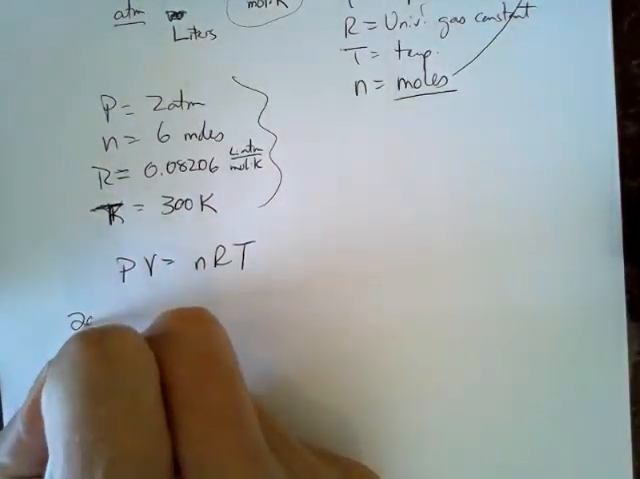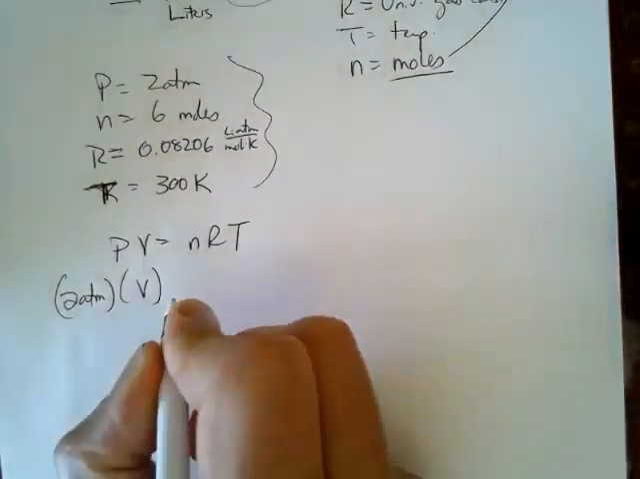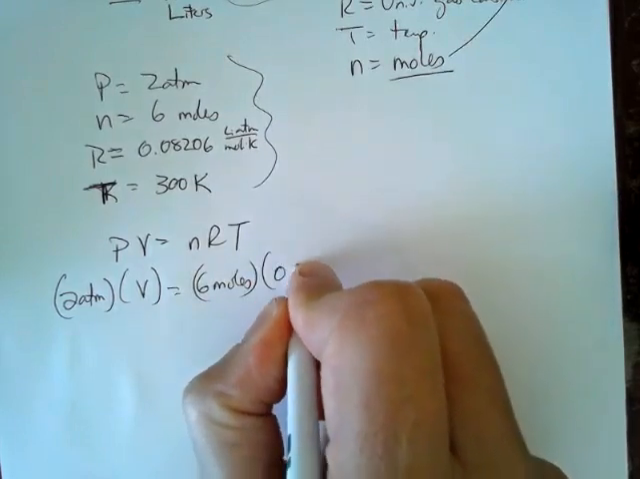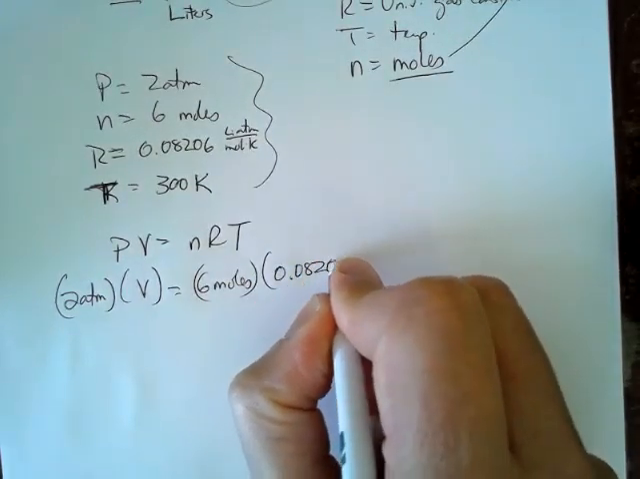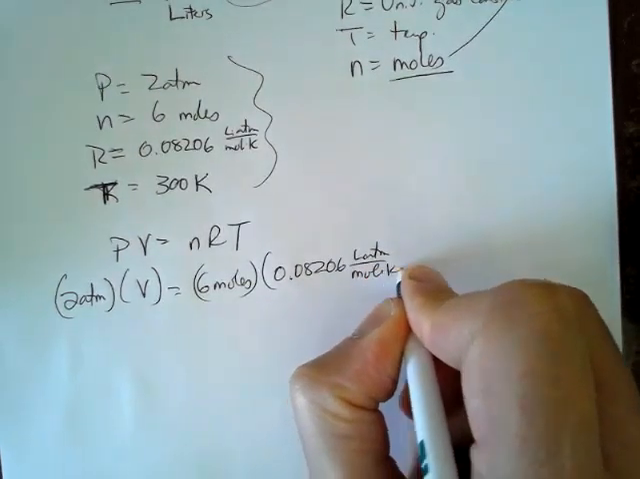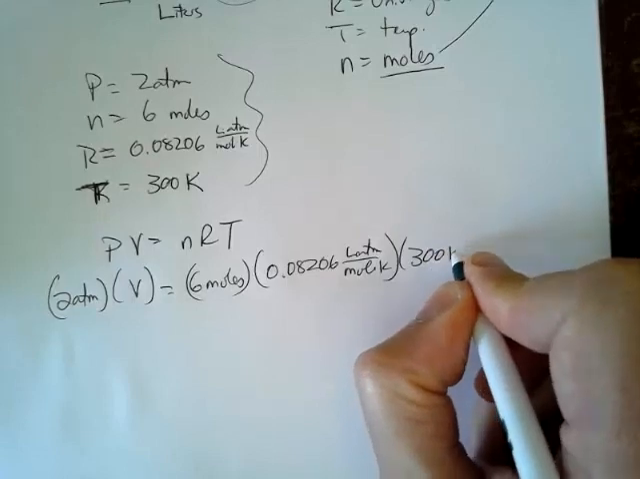We would plug in what we know. We'd have 2 atmospheres. We don't know volume. We have 6 moles. R is 0.08206 liter atmospheres per mole Kelvin, times 300 Kelvin.